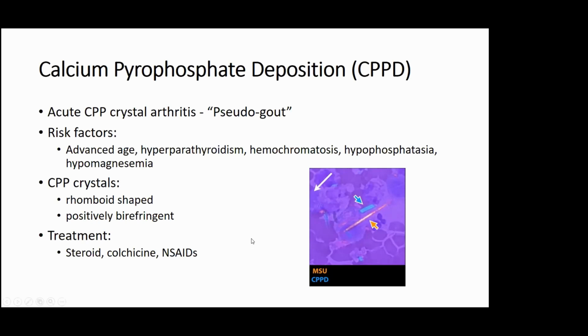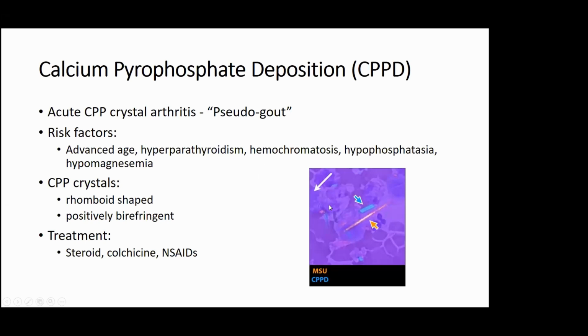It's actually caused by the gout. Any patient with advanced age has a risk factor to develop CPPD. And if the patient is relatively younger, then we need to consider some metabolic disorder, including hyperparathyroidism, hemochromatosis, low phos, low mag.